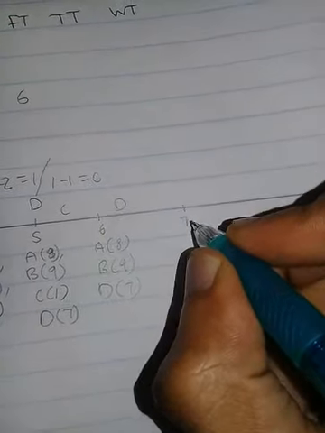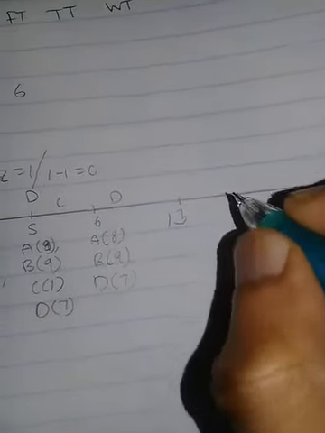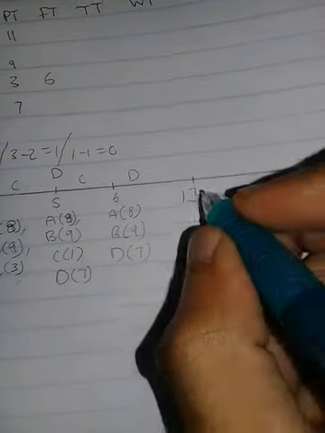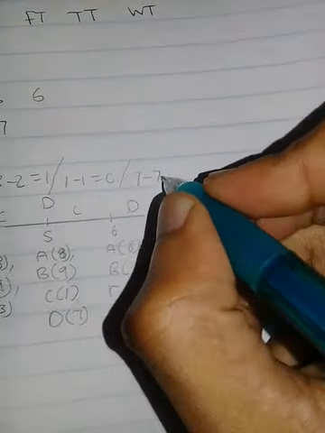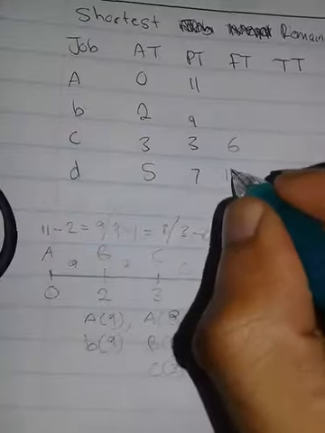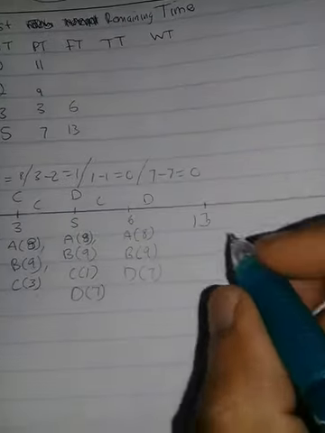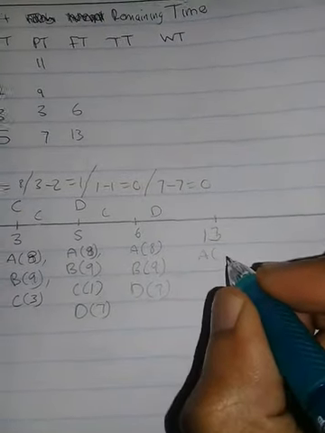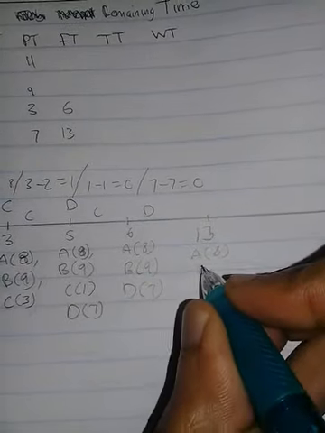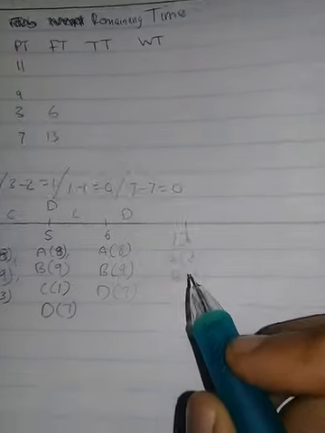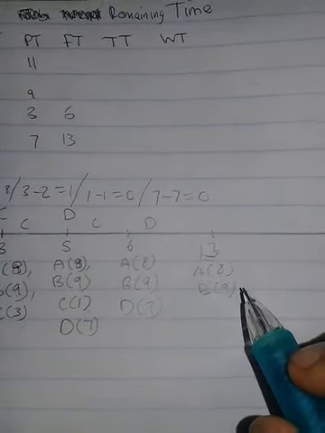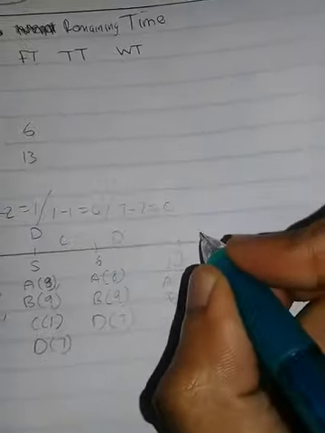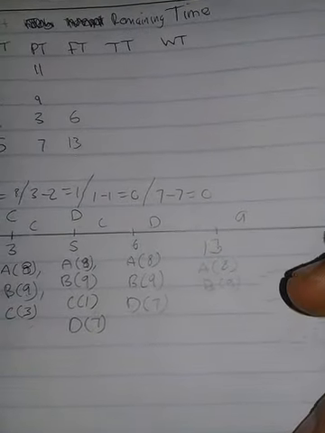Am I correct? Yeah, 13. So now since 7 minus 7 is 0, D has been completed. So D is going to get 13 finishing time. So at the moment, what do we have left here? It's A 8, and B 9. So between the 2 jobs, which is the shortest? Which is A. So A is going to get the CPU.